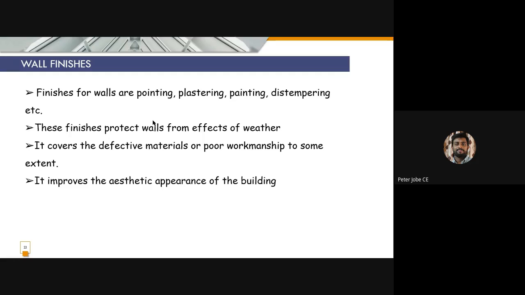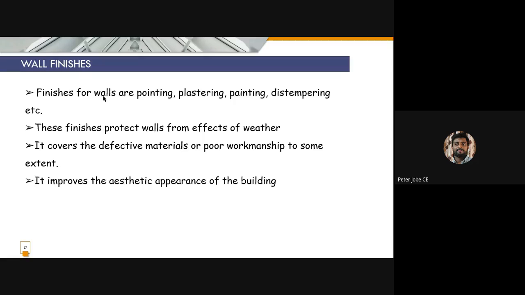And next, painting and distempering. Painting, we'll use paint on a plastered surface, and distempering is the same thing. Distempering, mainly what happens is we will get it in the form of a powder, and then we will mix it with water and apply it. While painting, we'll get the paint in the form of liquid. So these are the different wall finishes: pointing, plastering, painting, and distempering.